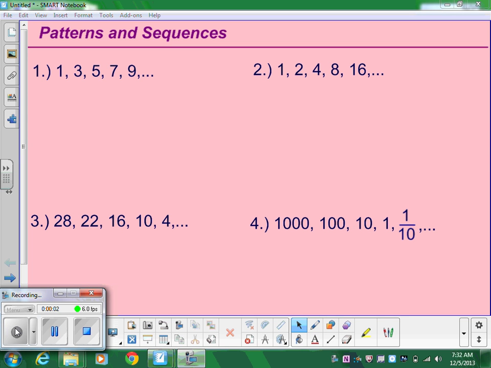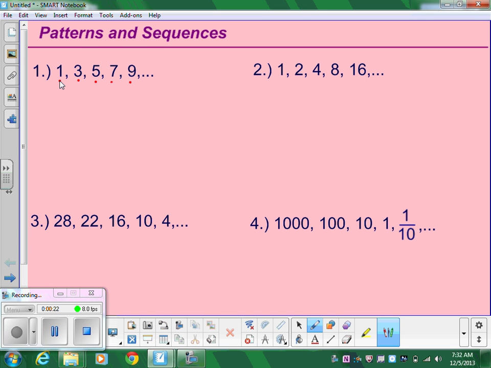Today we're going to talk a little bit about patterns and sequences. Let's take a look at this first set of numbers that we have here. 1, 3, 5, 7, 9, and a continuing notation.